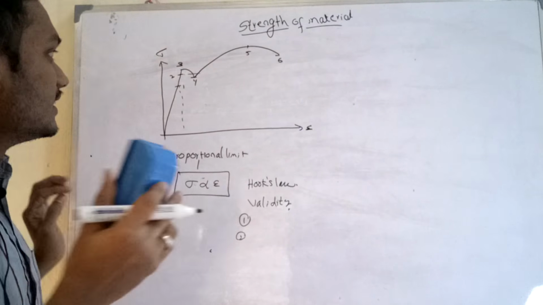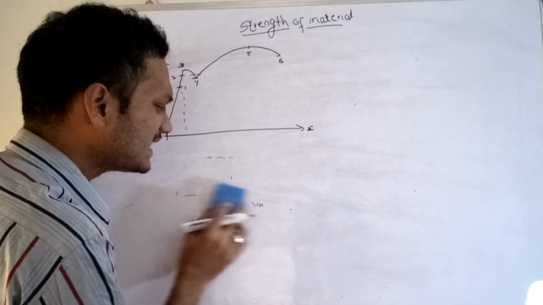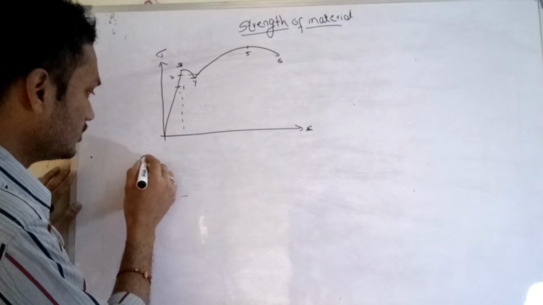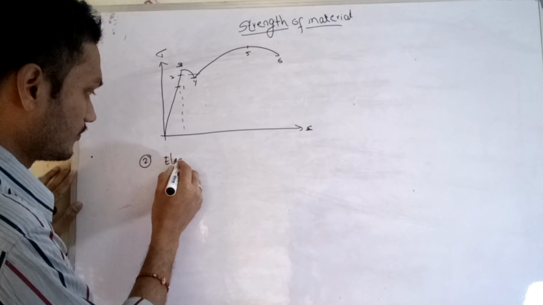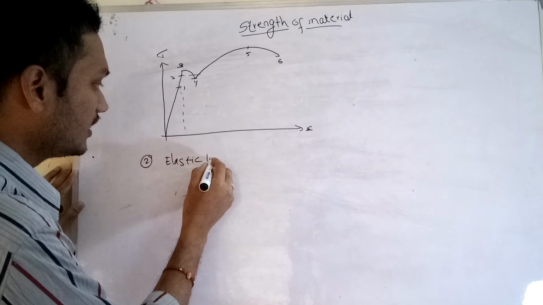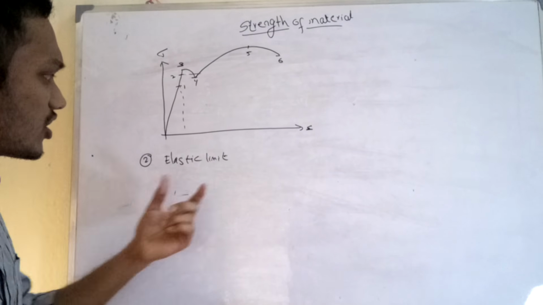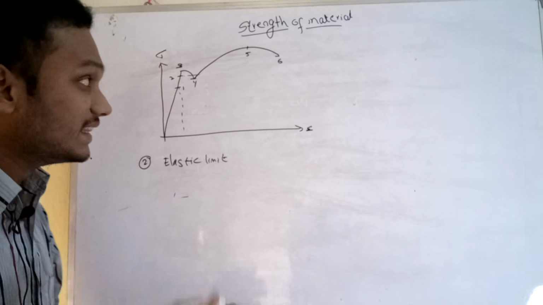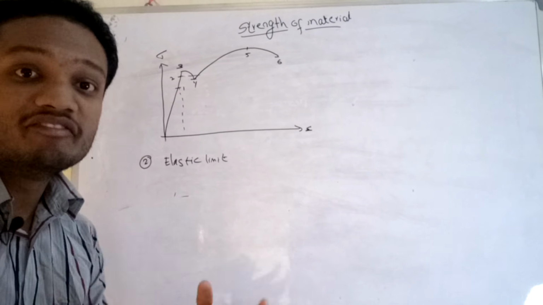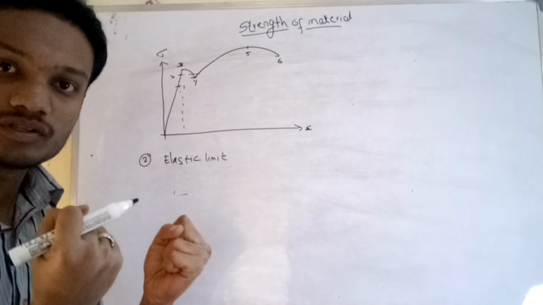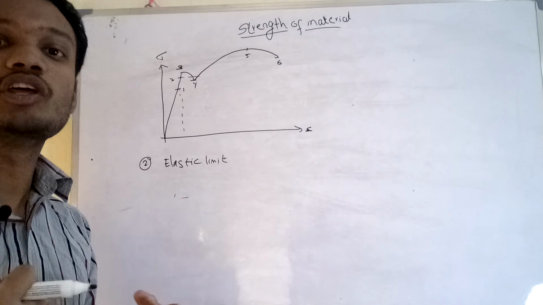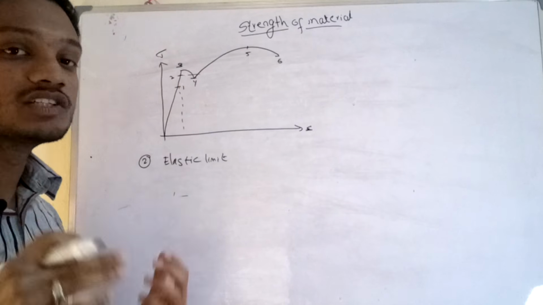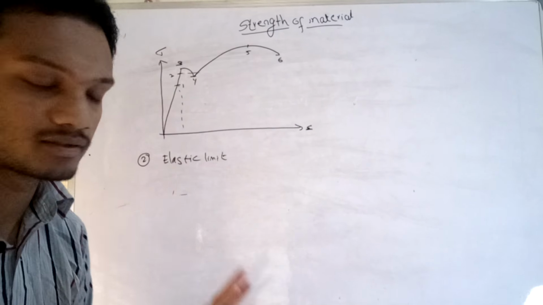Now we will see reason number 2. Reason number 2 is nothing but the elastic limit. What is the elastic limit? At this point, if you remove the load, the solid object will regain its original shape, position and dimensions without any distortion, without any loss.